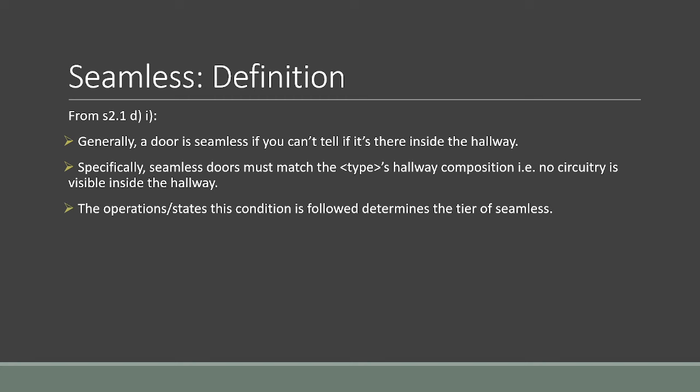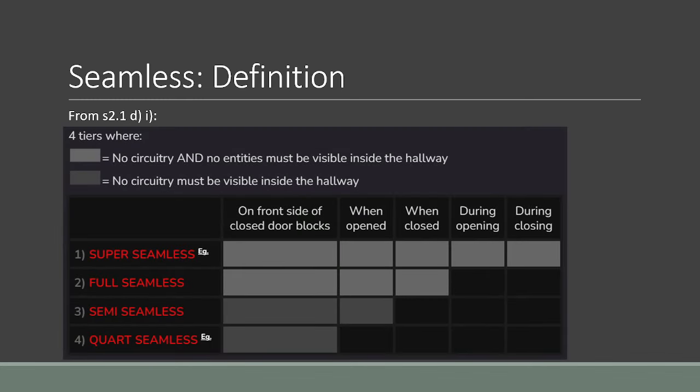So the operations or states this condition is followed determines the tier of seamless. And as we will see, there are actually 4 tiers of seamlessness. The lowest tier being the quad seamless, it only requires no circuitry on the front side of closed door blocks visible inside the hallway. The upper tier would be semi-seamless, which additionally requires from quad seamless that there must be no circuitry visible inside the hallway when opened.